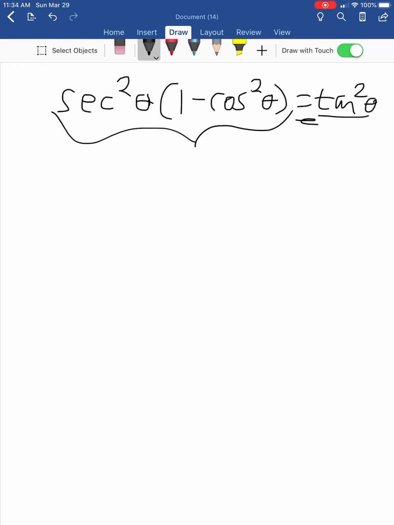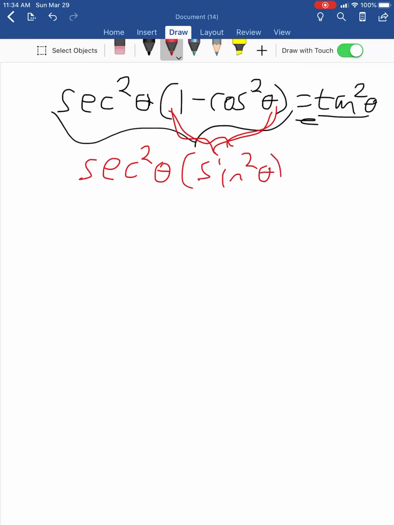If you've got your formula sheet, take a look at that, and you can see that this is a trig identity. So we're going to bring down this secant squared, and 1 minus cosine squared is sine squared. And I can change secant squared to 1 over cosine squared, right? You've got to remember all these identities. That's what makes this difficult. So much to remember. So change secant to 1 over cosine because they're reciprocals.